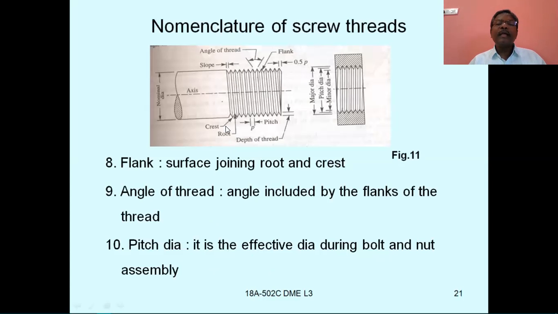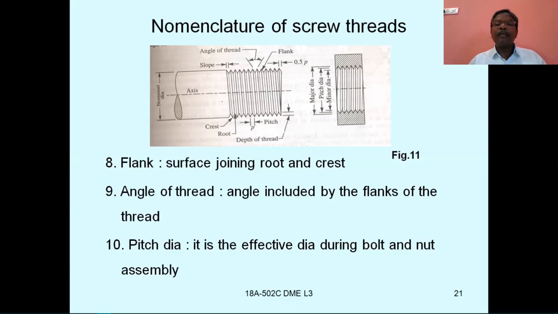And another is helix angle. Helix angle is the angle made by the screw thread with the line normal, that is perpendicular, to the axis. So from here to here it is the helix angle. Right? These are some definitions.